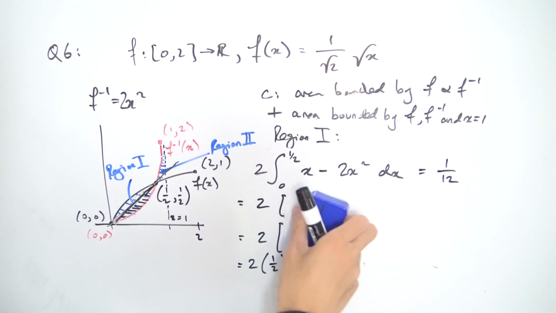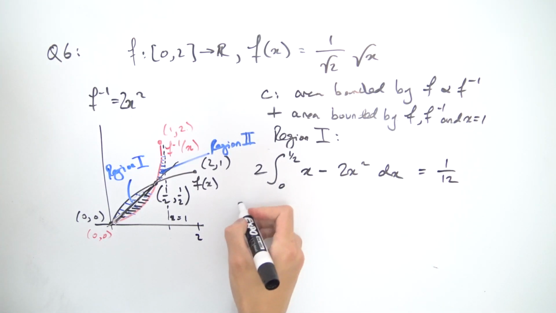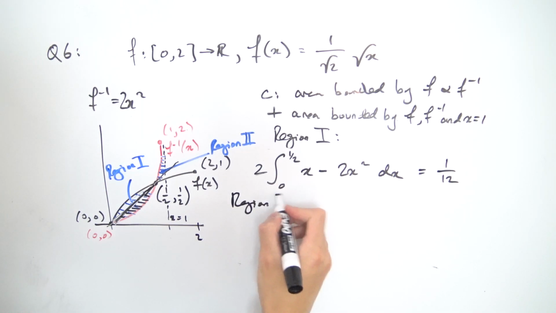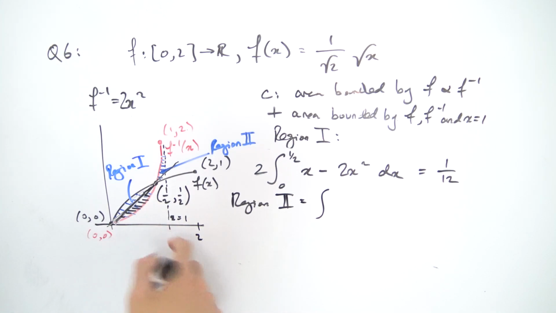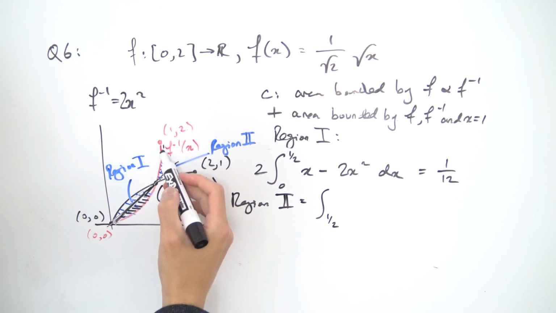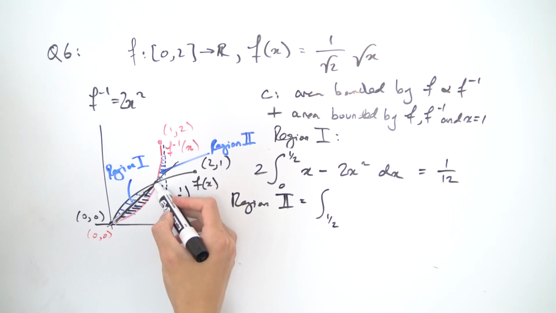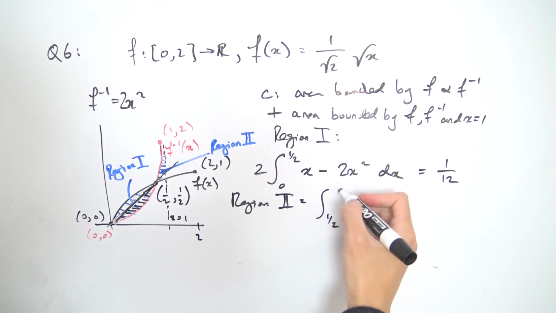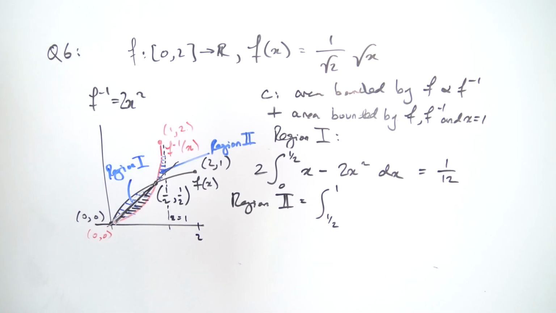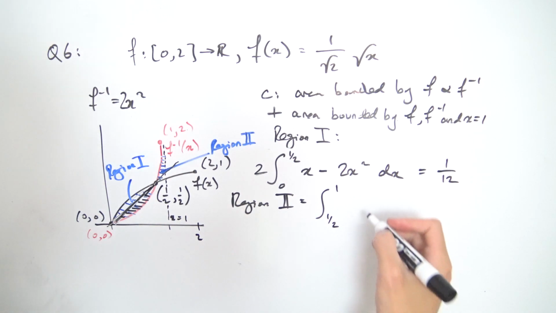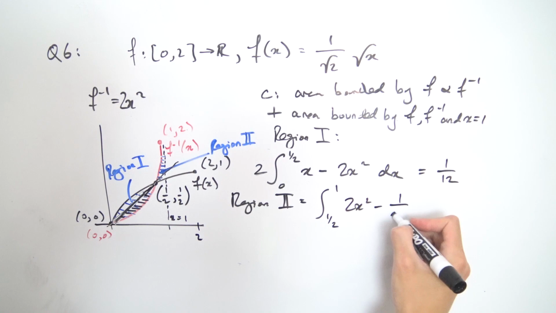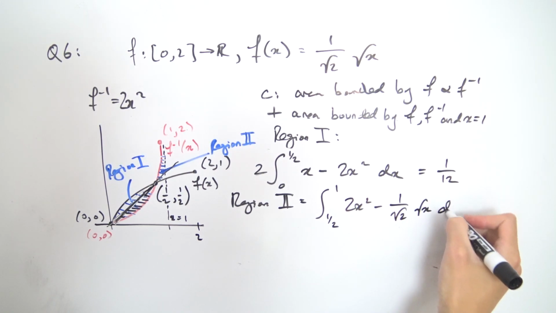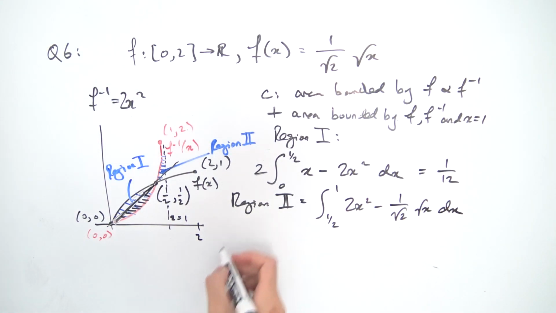And now to find the area of region 2, well, region 2 is equal to the integral from 1/2 to 1. Since we're finding this area, it's bounded by the lines x equals 1/2 and x equals 1. So we're going from 1/2 to 1 of top function minus bottom function. But the top function is 2x squared, and the bottom function is 1 over root 2 times root x dx. And now let's evaluate this integral.